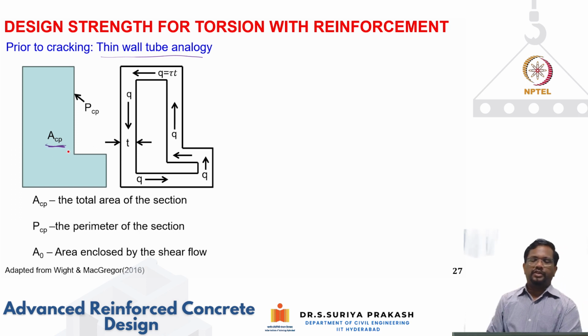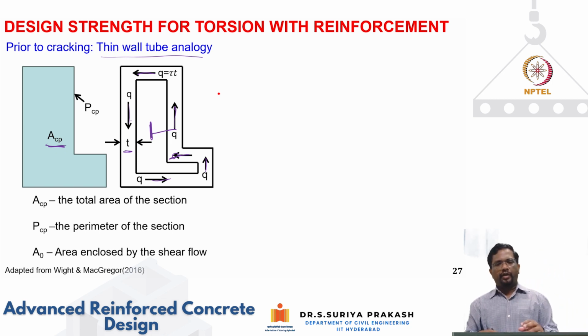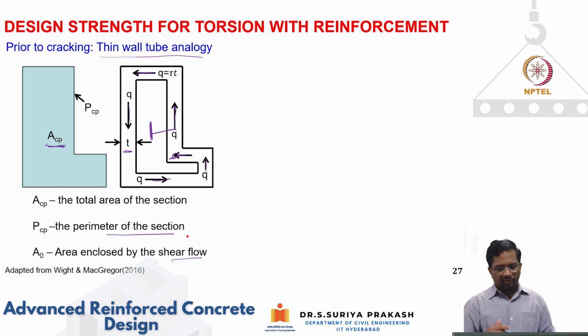Now, if I convert this section into an equivalent thin tube with a thickness of t, then you'll find the shear flow is going to go like this, because in the closed section, shear flow goes around like this. If I take moments about the center line, the lever arm for the shear flow is going to be quite high, and that's why closed sections offer much higher resistance to torsion, and the torsion strength is also going to be quite high. PCP is nothing but the perimeter of your section, and A naught is the area enclosed by this shear flow. Because now I've converted the solid section into an equivalent thin tube.